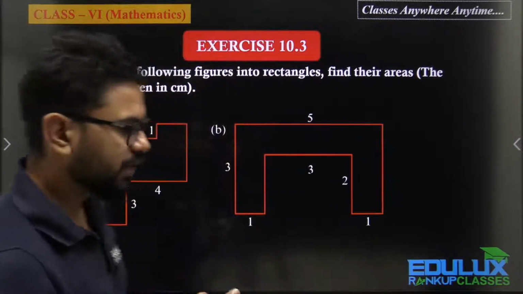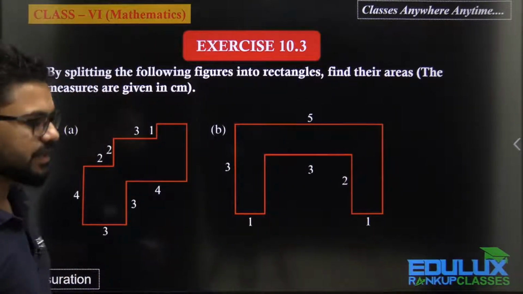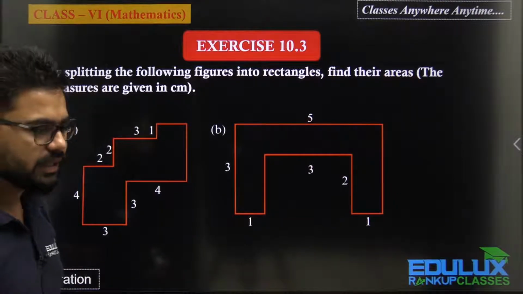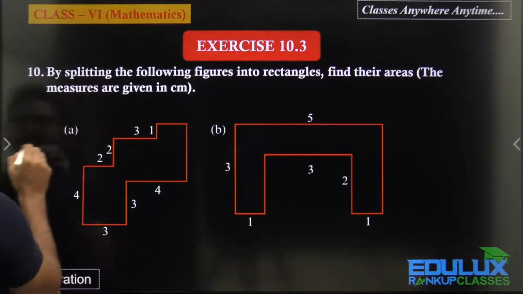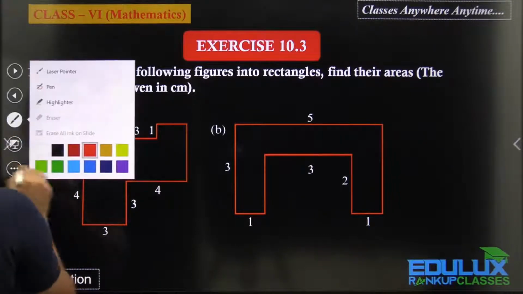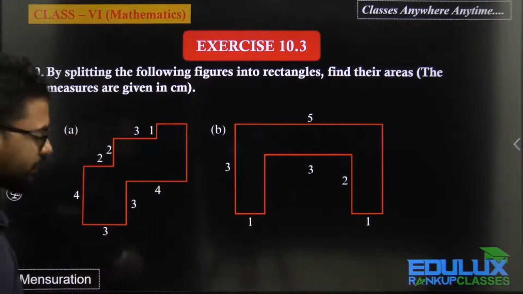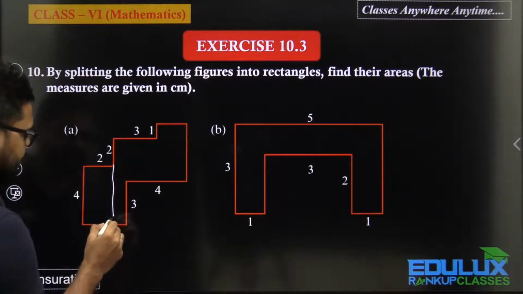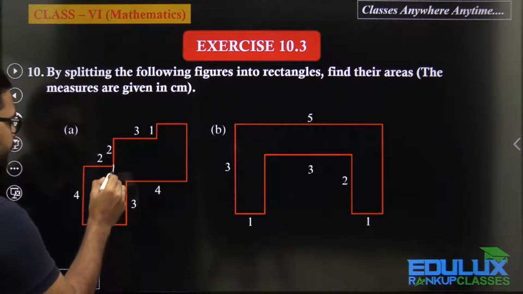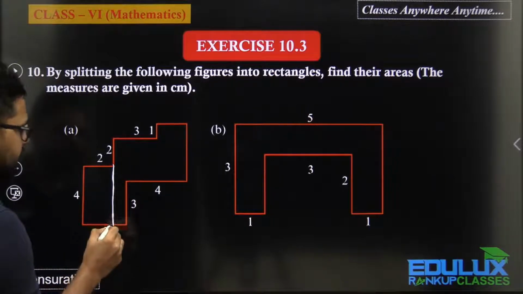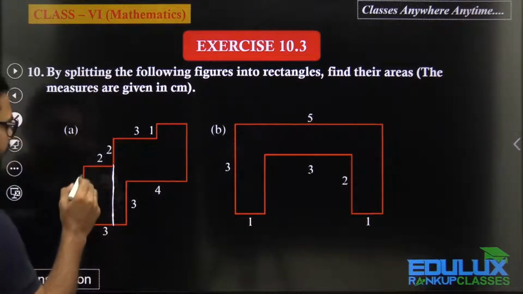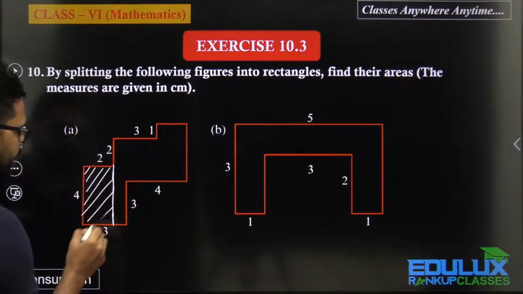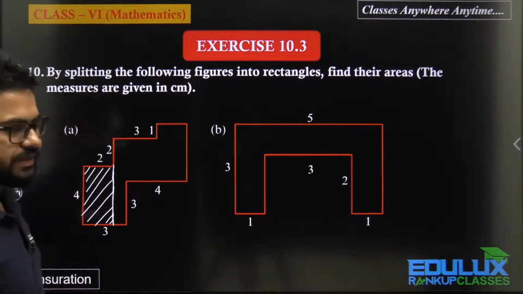So first of all, we are not having rectangles here. So what we can do, we can split them into rectangles. How? Let us see. I'm going to split into some rectangles like you can see here. If I just draw a line here like this, the line that I've drawn splits this figure into two parts, and one rectangle is here. We can say this is a rectangle.